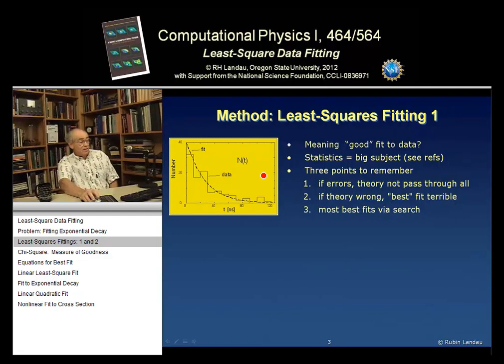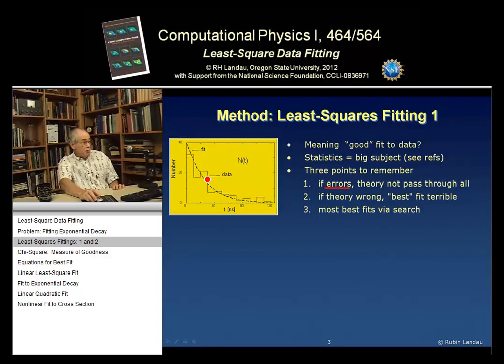If there are errors in the data, they could be real errors, systematic errors where you maybe hold your hand over the detector by mistake, or they could be random errors, just fluctuations that occur. So when we speak of errors, we usually mean random errors, random noise. They're not necessarily mistakes, they're noise. But if that's true, then you don't want the theory to pass through all the data.